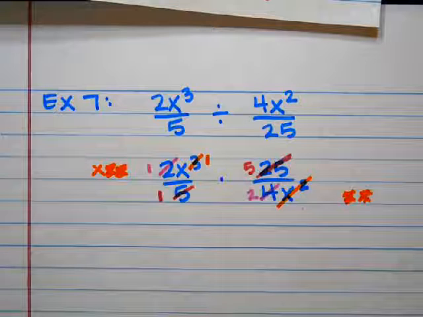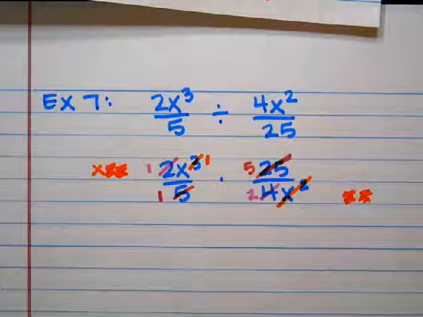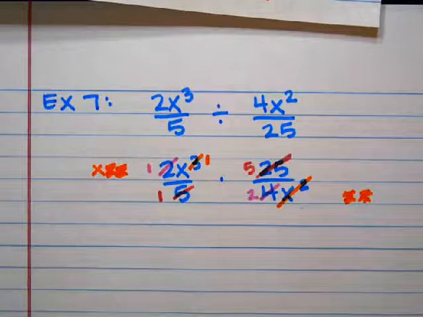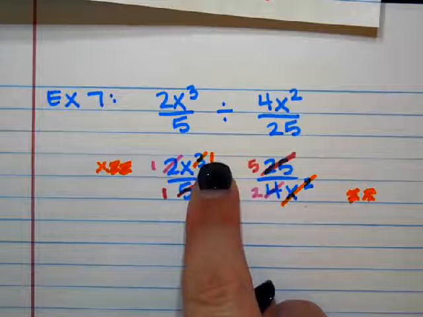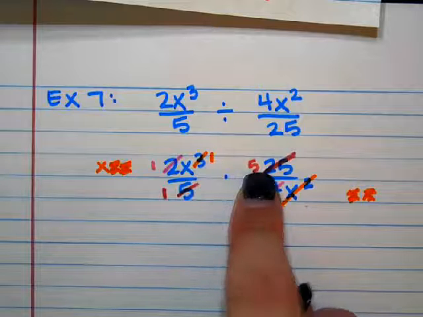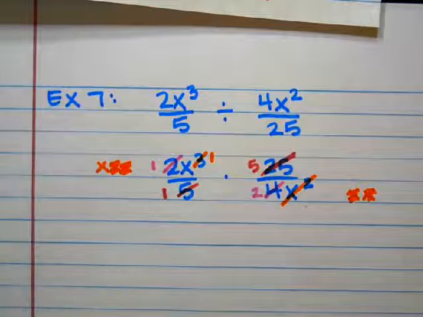Okay, so on the top, we have 1x to the first power times 5. On the bottom, we have 1 times 2. So when we multiply straight across, what do we get? We get 5x over 2.